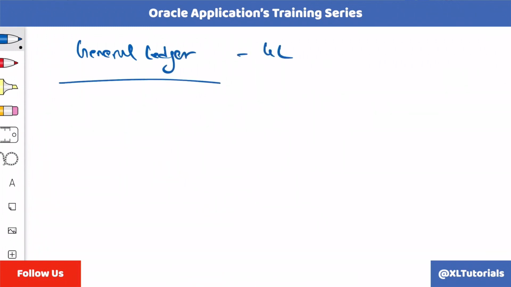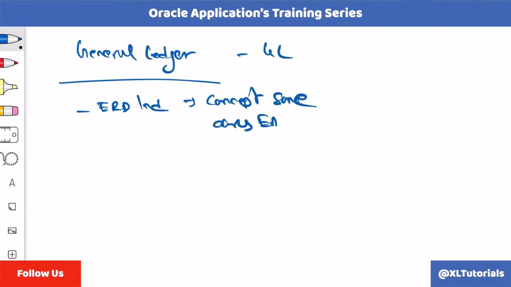Hi everyone. In this lecture we will cover the concept of general ledger, or as the acronym for it is GL. GL stands for general ledger. It's an ERP-independent concept, which means the basic structure, the basic logic, and the basic concept are the same across different ERPs.